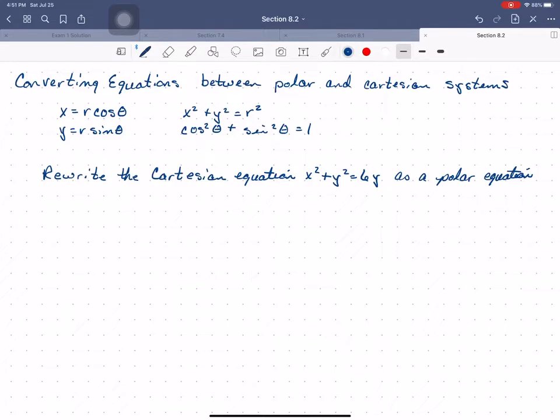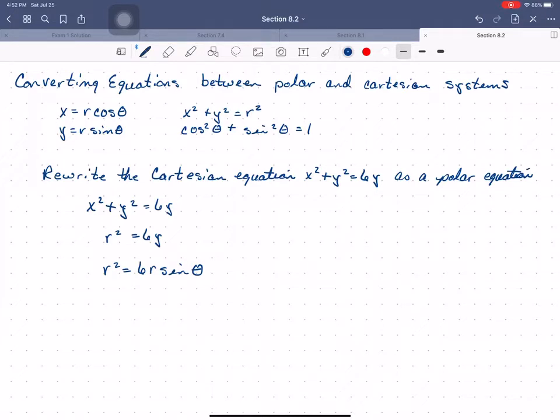Okay, so we remember that x squared plus y squared equals r squared. So I've got x squared plus y squared equals 6y. Well, this is r squared, because x squared plus y squared equals r squared. So that means that r squared equals 6y. And now we remember that y equals r sine theta. So that means that r squared equals 6r sine theta.